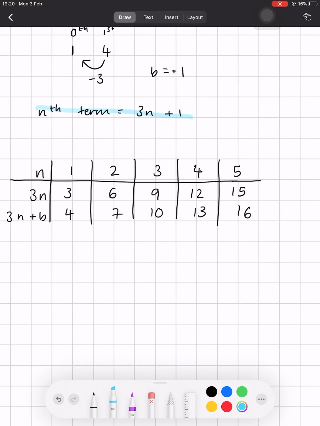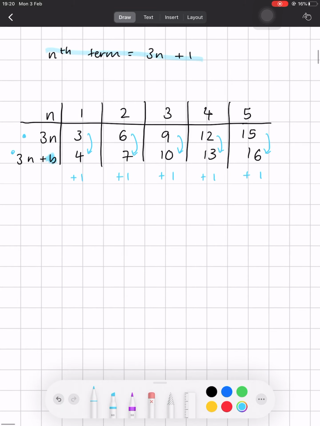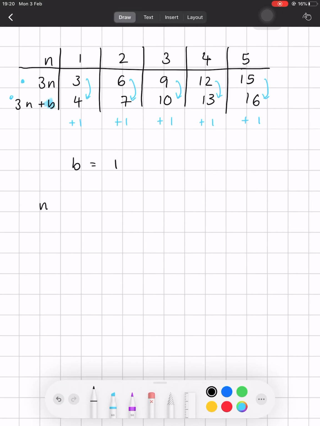And so to work out what b is, we have to find the difference between each term. So between the second and the third row, so this row and this row. So to get from here to here, like that. It should be the same for each number. So to get 3 to 4, we add 1. 6 to 7, we add 1. 9 to 10, we add 1. 12 to 13, we add 1. And 15 to 16, we add 1. So we can see the common thing is add 1. So that means b must equal 1. Therefore, our nth term will be 3n plus 1.